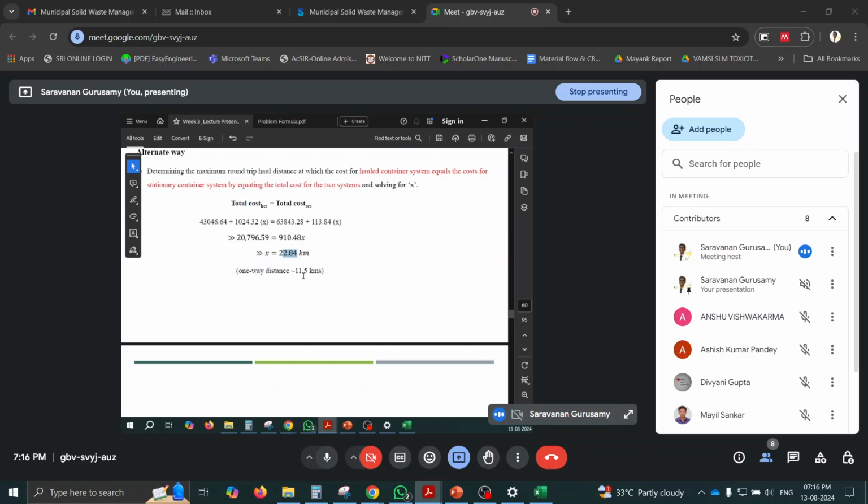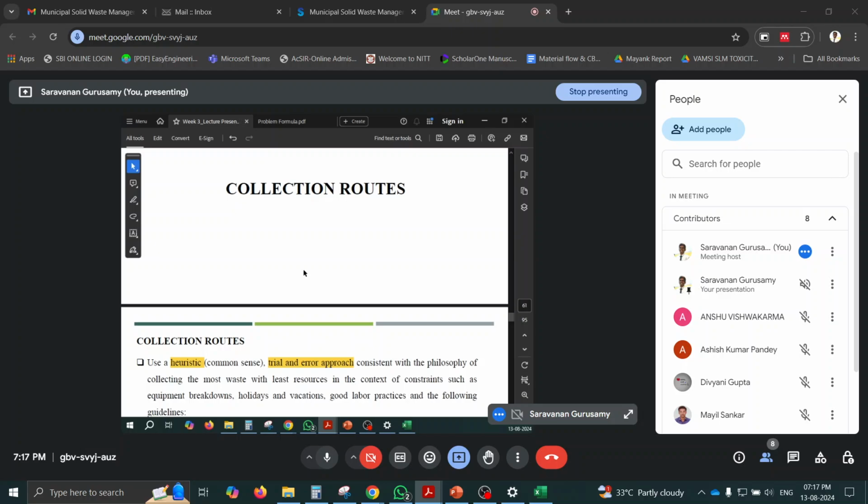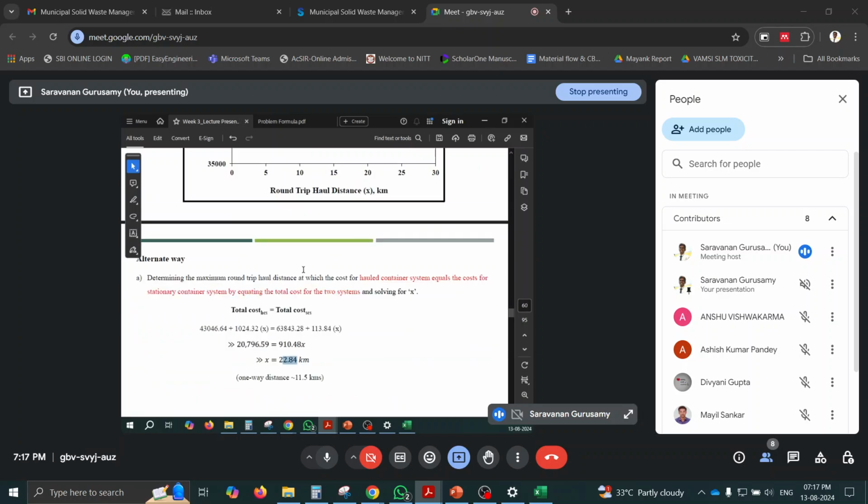So the one-way distance will be 11.5 kilometers. So we have to construct at 11.5 kilometers. Then the hauled container system will be cost effective. Okay, hope you understand how to collect and which system will be effective in which case, that and all we understand up to now.